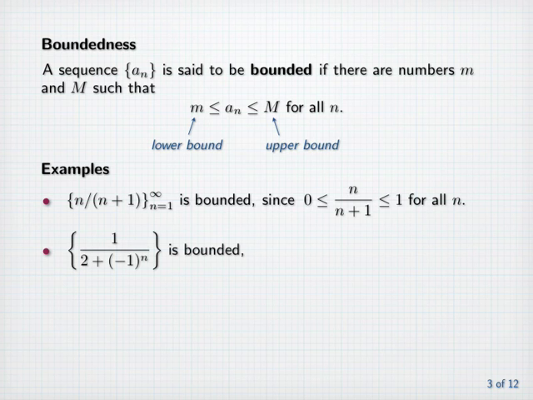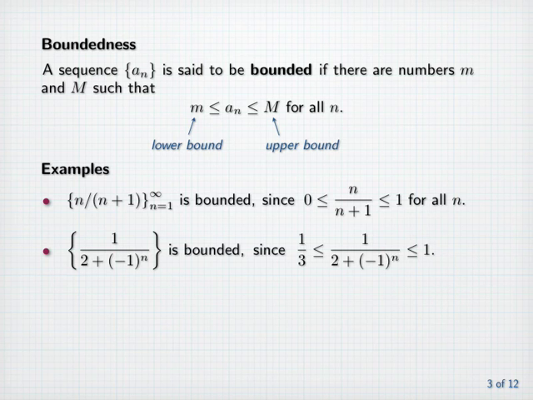The sequence 1 over 2 plus minus 1 to the n is bounded, since clearly every term is greater than or equal to 0, as well as less than or equal to 1. So 0 is a lower bound, and 1 is an upper bound. But let's notice that we could also get a greater lower bound here. The terms of the sequence are always either 1/3, which happens when n is even, or 1, which happens when n is odd. So 1/3 is also a lower bound, and it is in fact the greatest of all the lower bounds.